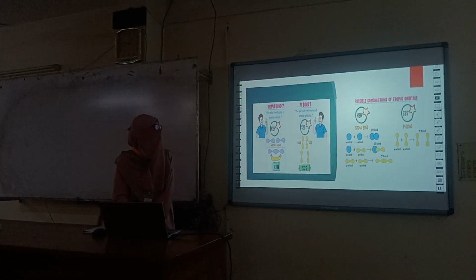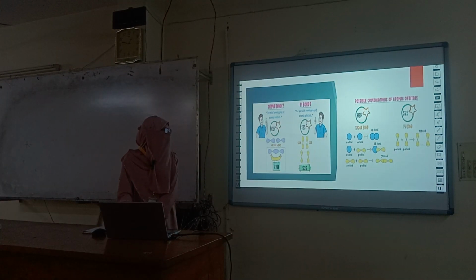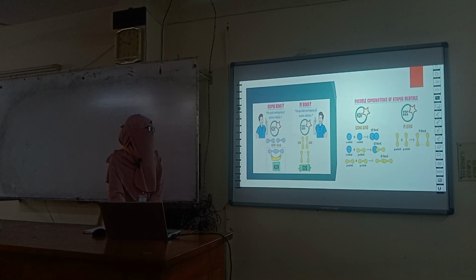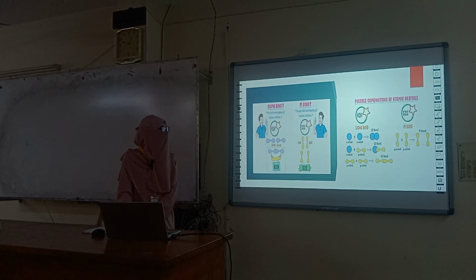How is the combination of atomic orbitals possible for sigma bond and pi bond? At first, sigma bond is a head-to-head overlap. So s orbital, sp orbital, and pp orbital form sigma bond. But only pp orbital forms pi bond.